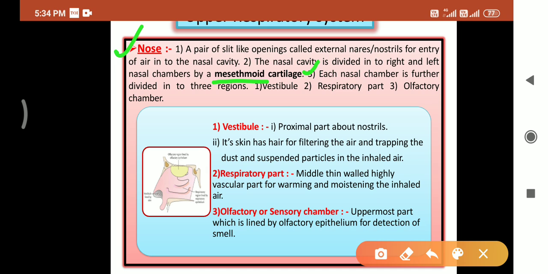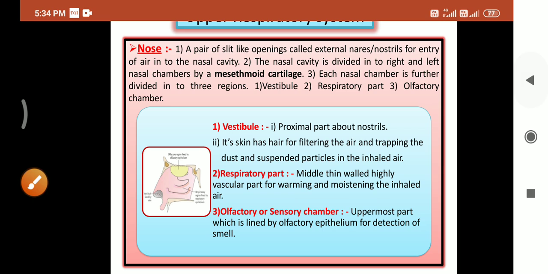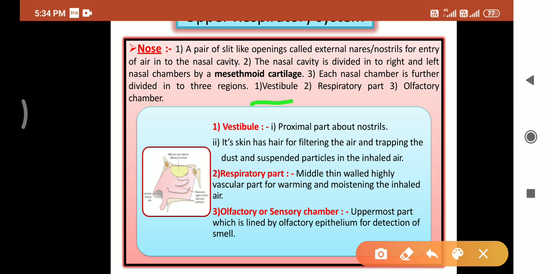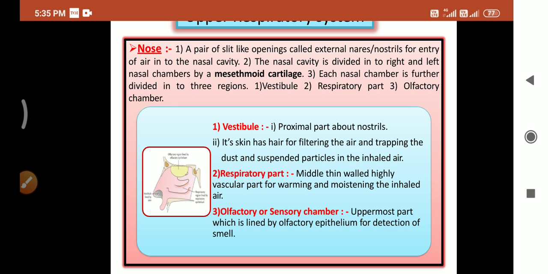Each nasal chamber is further divided into three regions. This is also a very important term. It is divided into three parts: the vestibule, respiratory part and olfactory part. In this picture you can see the nasal cavity. Here is your vestibular region, and the next one is the olfactory region, the sensory chamber. And the next one here is the respiratory part. So the nasal cavity is divided into three parts: vestibule, respiratory part, and olfactory or sensory chamber. So let's see the function of all these regions.